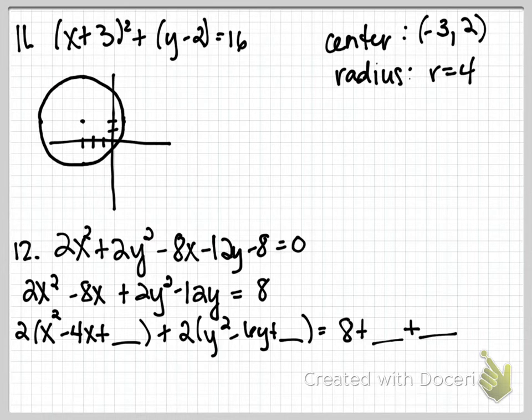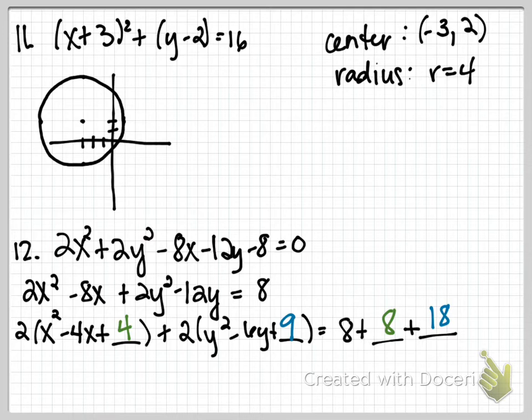Okay, so what goes in the blank with the x's? b divided by 2, so 4 divided by 2 squared is 4. Remember, there's a 2 on the outside of that parentheses, so you're not adding 4 to the left, you're actually adding 8. And then the same thing we're going to do for the y's. 6 divided by 2 squared gives me 9, and I'm actually adding 18 to the right side.